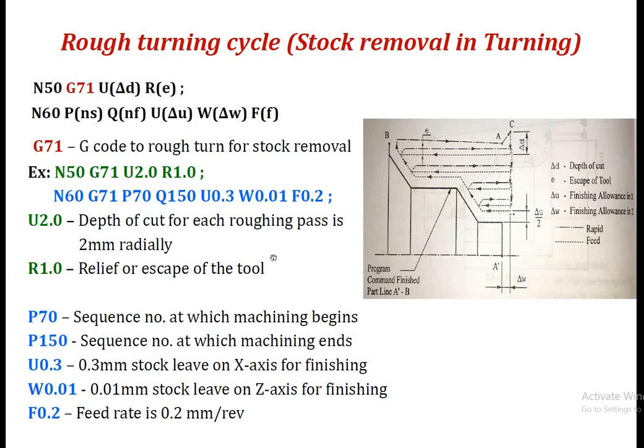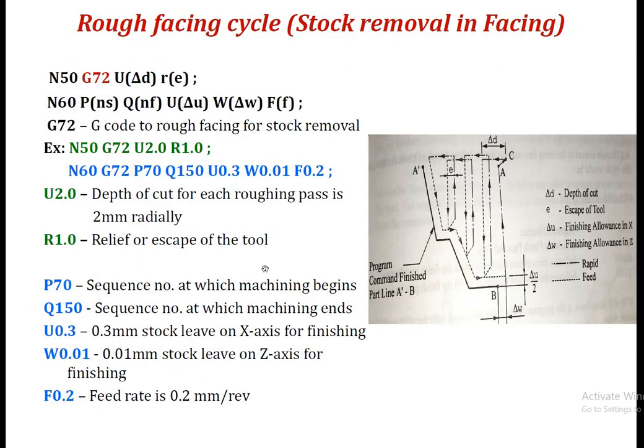Now next we will go for the rough facing cycle. Again, for a rough facing cycle we require two blocks. You can see here the two blocks required for the rough facing cycle in the general form. Again, for understanding purposes, I have written the same two blocks in example form. G72 is the G code, or preparatory function, for the rough facing cycle.